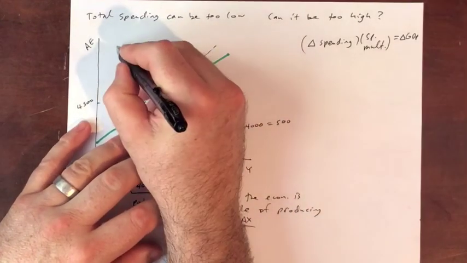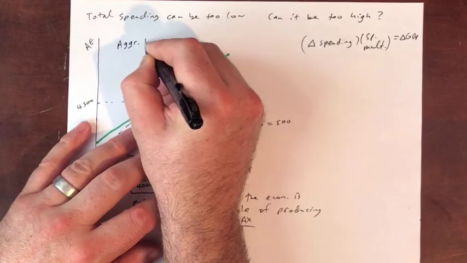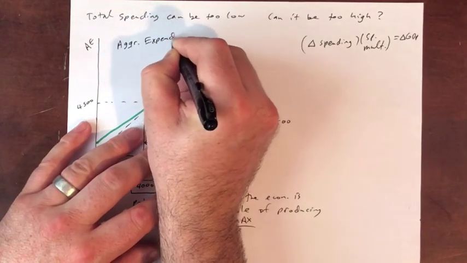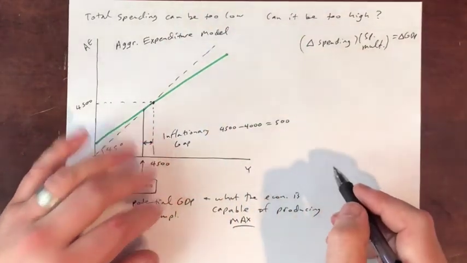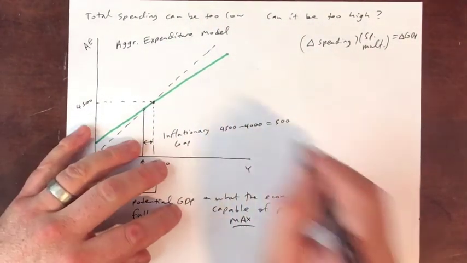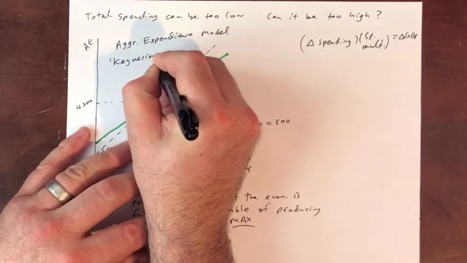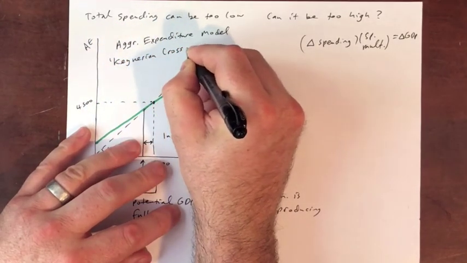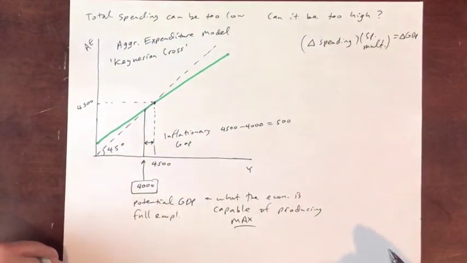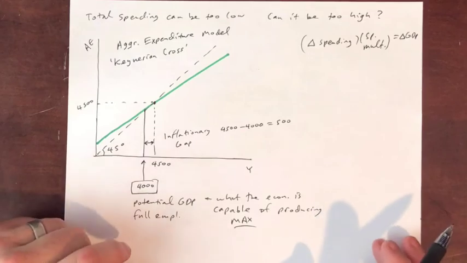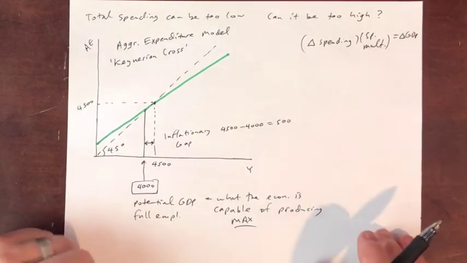And by the way, this graph of aggregate expenditure, the aggregate expenditure model, has an alternate name, a kind of nickname, which is the Keynesian Cross. The Keynesian Cross diagram, which I think is cool. It sounds like some kind of wrestling move. Put them in the Keynesian Cross.